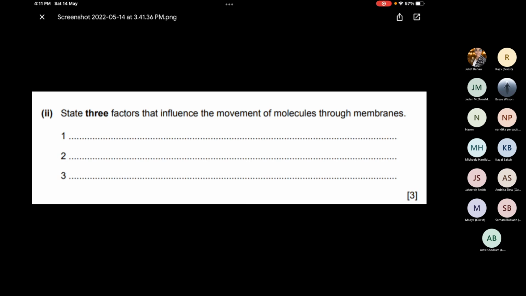State three factors that influence the movement of molecules through membranes. This could apply to movement of gas, movement of food. So three factors would be the concentration of the actual molecules, the temperature. All right. What else could influence the movement of molecules?